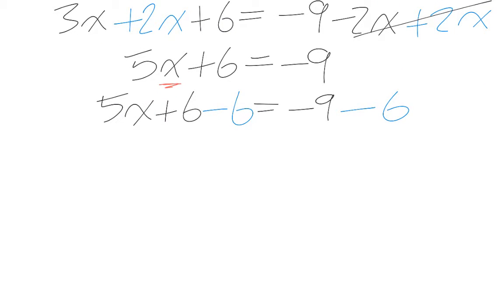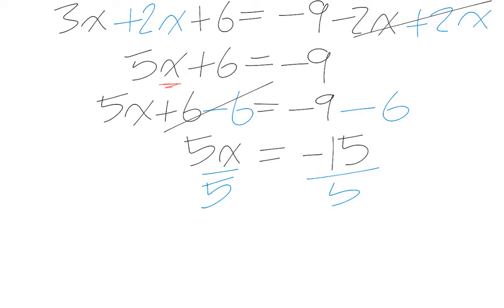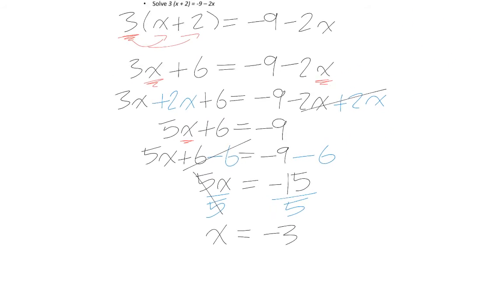That means the plus 6 subtract 6 cancels out, which leaves us with just 5x, and negative 9 subtract 6 is negative 15. To get rid of the multiply by 5, we need to divide both sides by 5. These 5's cancel out, and negative 15 divided by 5 is negative 3. So x is equal to negative 3.